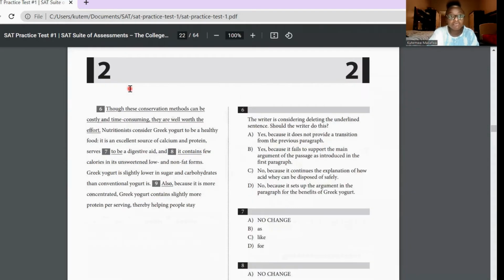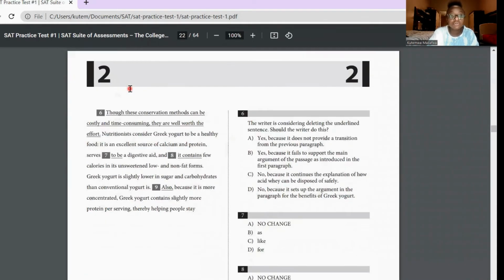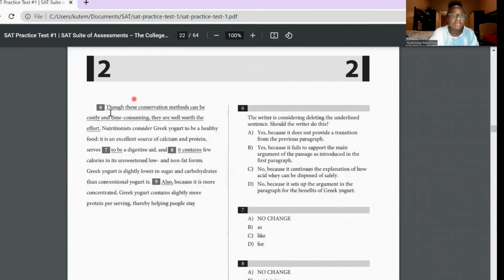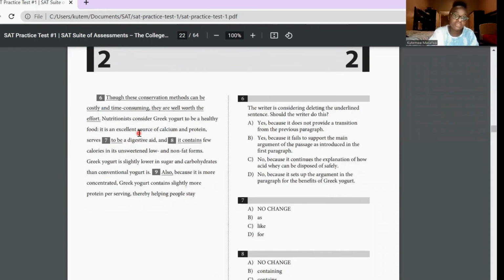So we looked at the previous paragraph, and this is a very good transition from the previous paragraph. And then it says they are well worth the effort, meaning that they want to continue producing Greek yogurt, even though it has harmful effects, right? Because it can be a healthy food. So should this sentence be deleted? No, just because it follows the idea. I hope that the concepts are making sense now. So it follows the idea that has already been mentioned. So your answer is no.